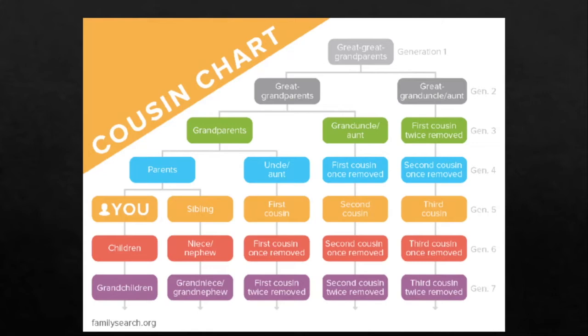I'd encourage you to think of each person kind of individually. It means that you have two second cousins once removed. Somebody else might have six second cousins once removed. Oh, okay. Got it. All right. Thank you.